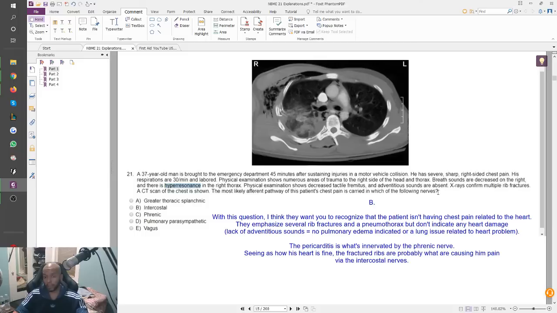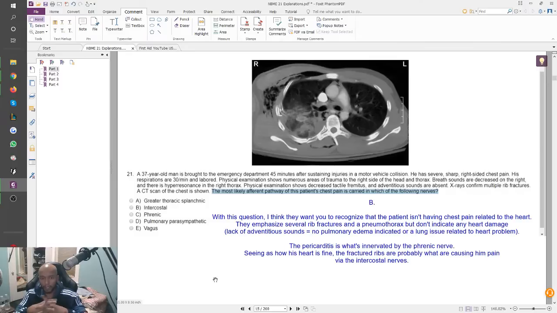This took a huge turn. You might have been thinking this was going to be a question about what's wrong with his lung, is it pneumothorax or whatever, one of those answer choices. It's not even asking about that. It changed gears and asked you about the nerve that takes this patient's chest pain and carries it to the brain, right?